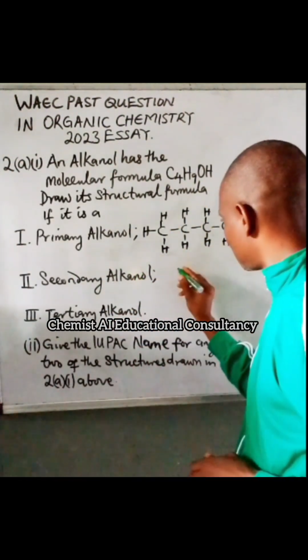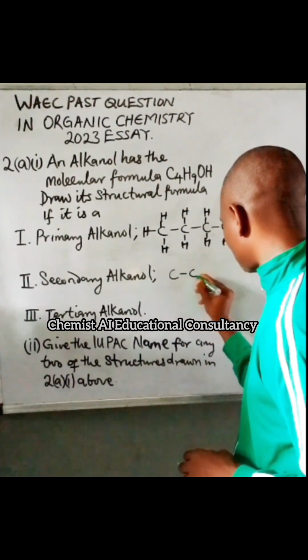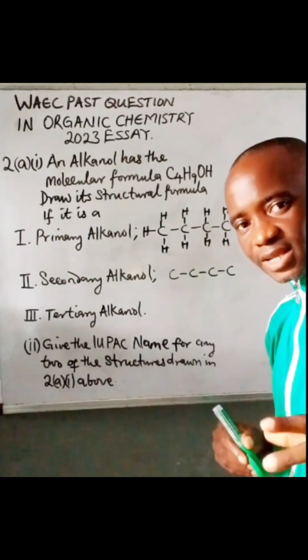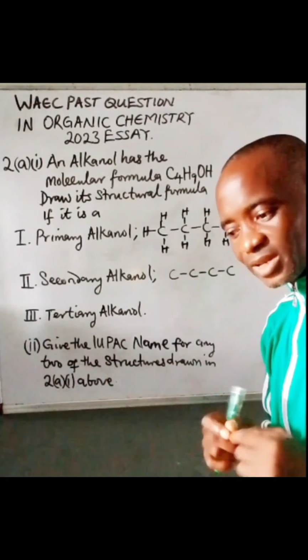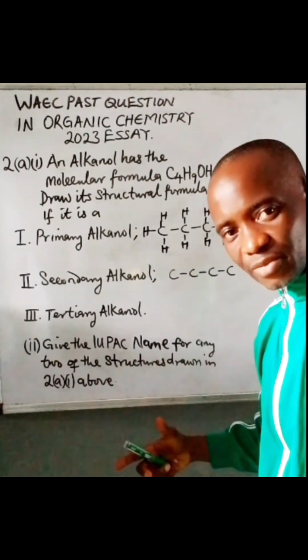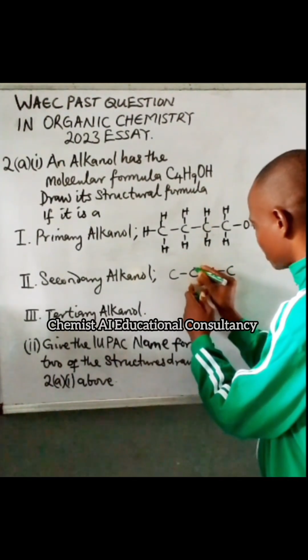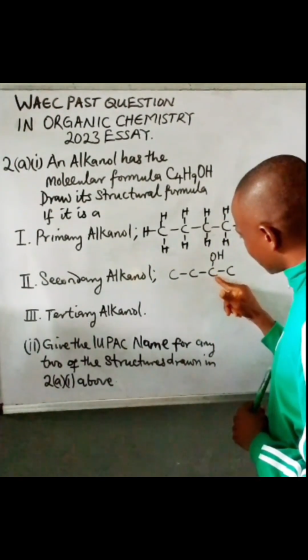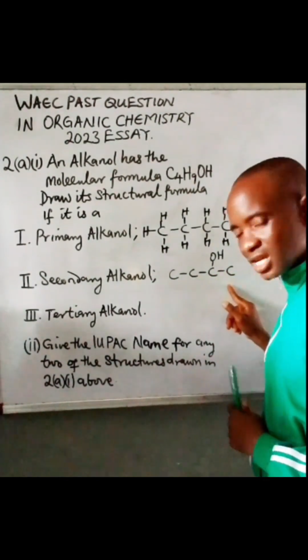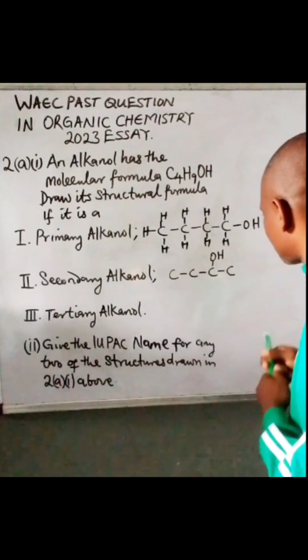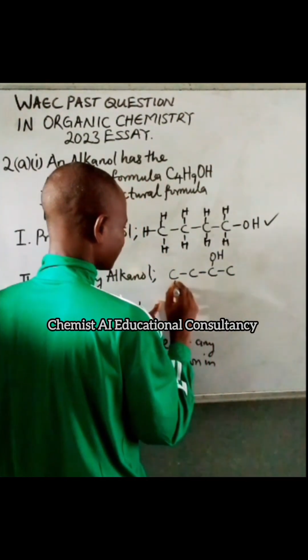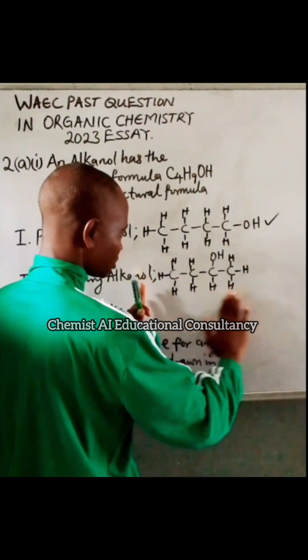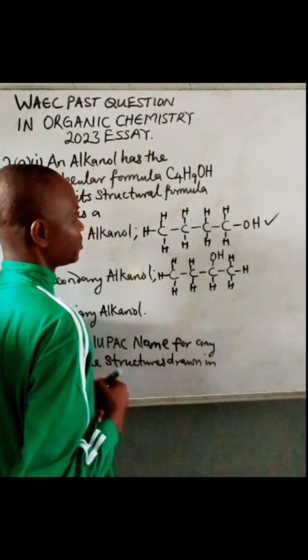Secondary alkanol, we draw 4 carbon atoms again. This time around, you place the OH group at a carbon that has 2 carbon neighbors. Either here or here. Let's place it here, OH. You can see that this carbon now has 2 neighboring carbon atoms. So the alkanol is secondary. You fill every other thing with hydrogen. If you count the hydrogen atoms, they are 9 in number.